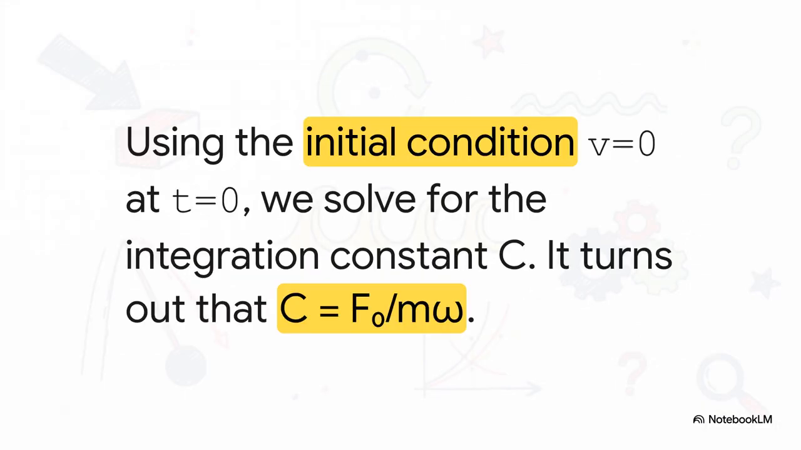So how do we find this mysterious C? Well, we look for clues in the problem statement. And we have a big one. The particle starts from rest. That means at time t equals 0, the velocity is 0. We can plug those initial conditions right into our equation, and that lets us solve for C. Turns out it's F0 over m omega.